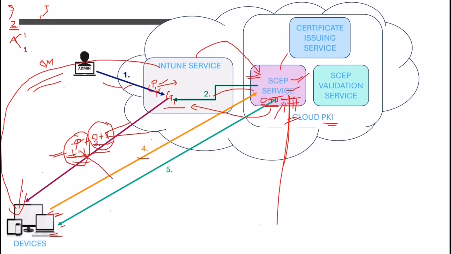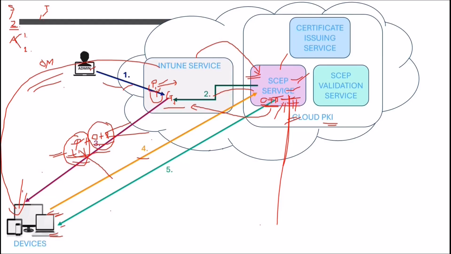Okay, so until now, what has happened, again very quickly, is that the admin made the profile in the Intune service. In the profile, the SCEP URI was present. The Intune service did the effective member evaluation and checked whether the trusted root is deployed to the same group or not.